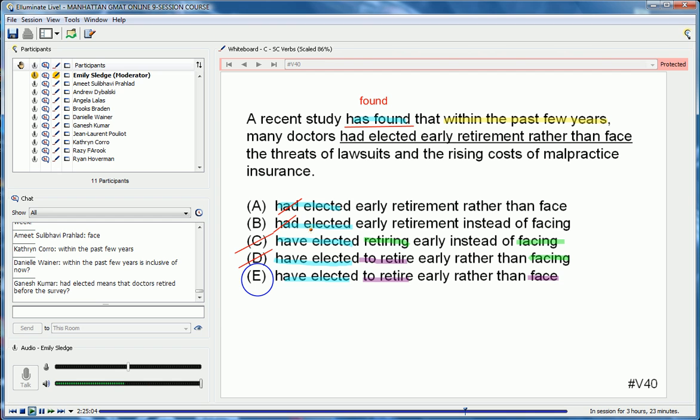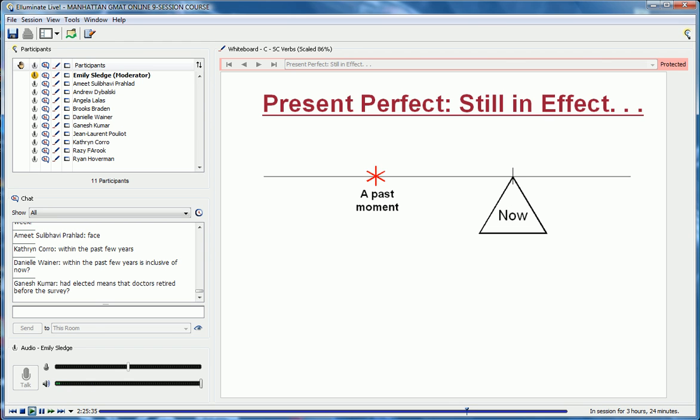And Ganesh is saying, yeah, had elected could be used to say that the doctors had elected to do something before. But watch out, it has to be something that happened before something that has already happened. The study is recent, and it's still sort of going on. There is no other past action to justify using had elected. Yeah. So I think it's a misuse here unless you somehow changed this to past tense.